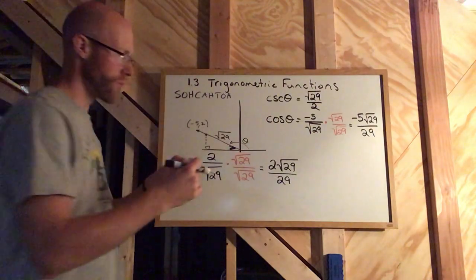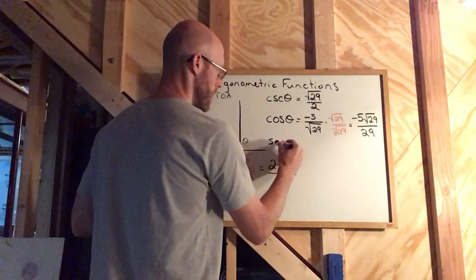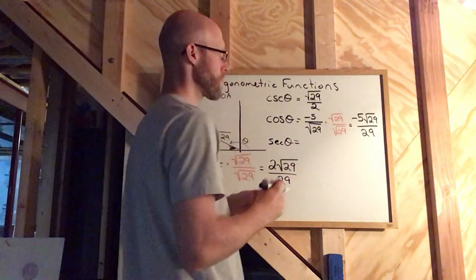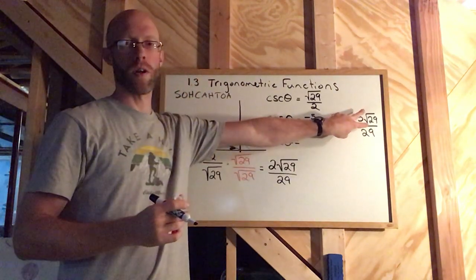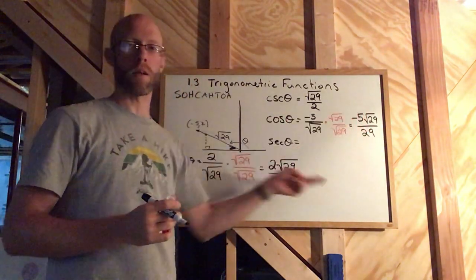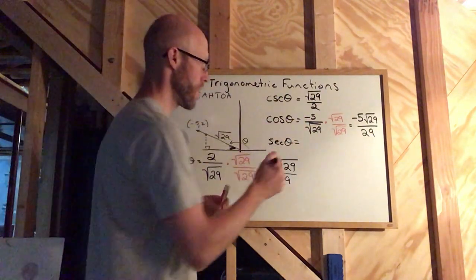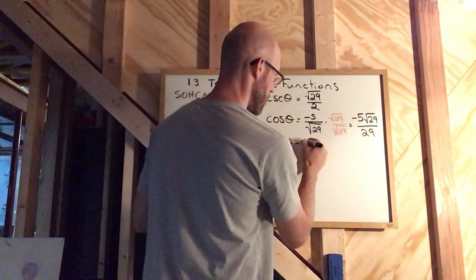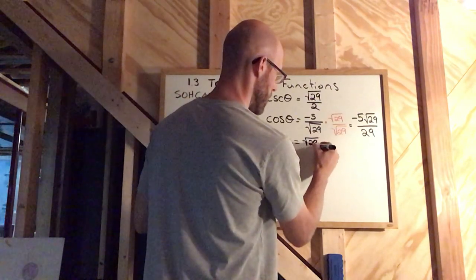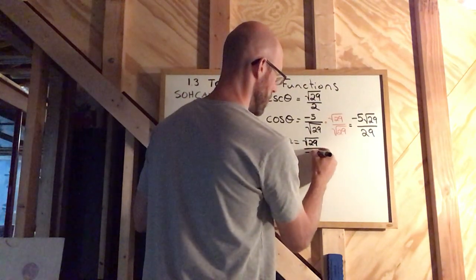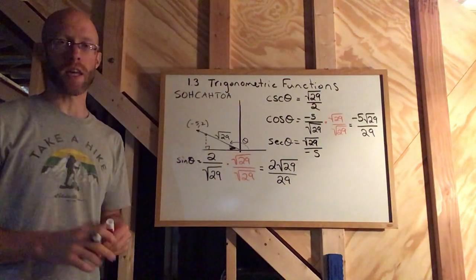Now the secant, we've already talked about that. Secant theta is the reciprocal. I don't necessarily want to flip the last answer because that again puts a root on the bottom. So we're going to flip the first answer before it's rationalized and call it the square root of 29 over -5. That's our secant.